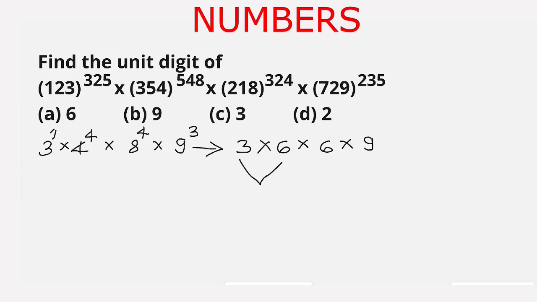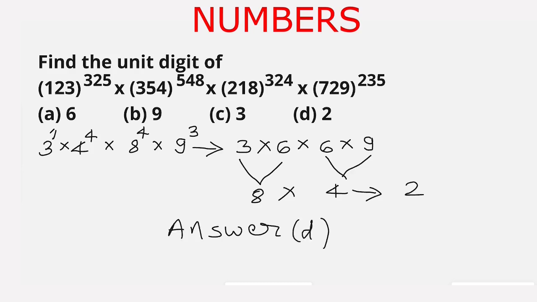6 times 3 is 18, and the ones place digit of 18 is 8, and 6 times 9 is 54, and the ones place digit of 54 is 4. Now 8 times 4 gives 32, and the ones place digit of 32 is 2. This way we get the ones place digit of the given question as 2. And from the given options, our answer is option D, 2. I hope you have understood the method of solving such type of question. We go to the next question.